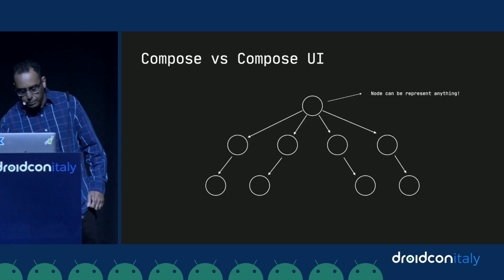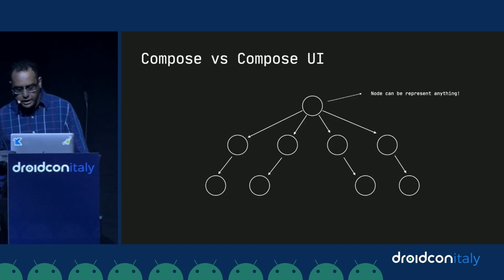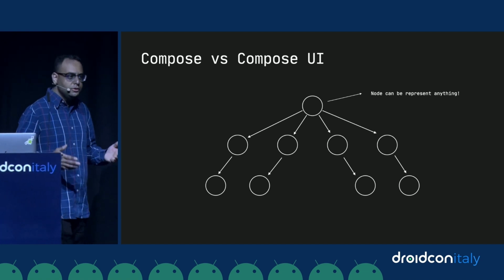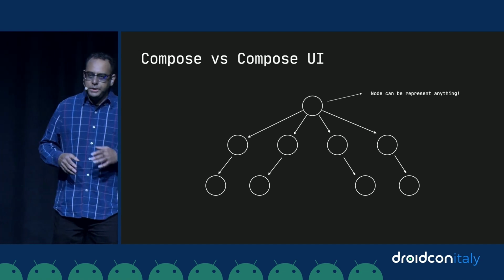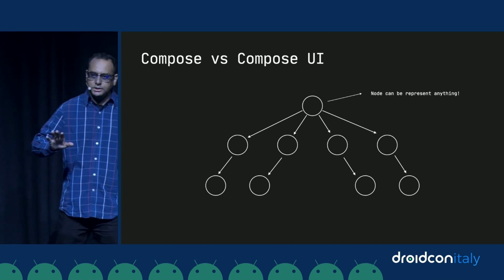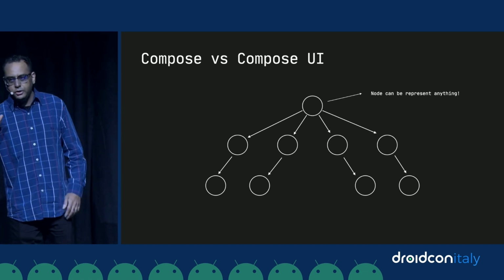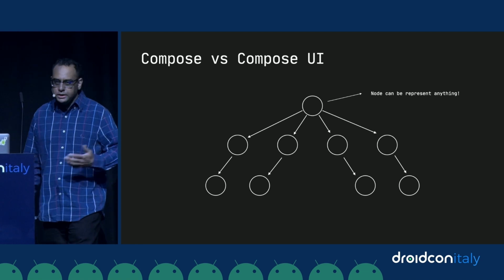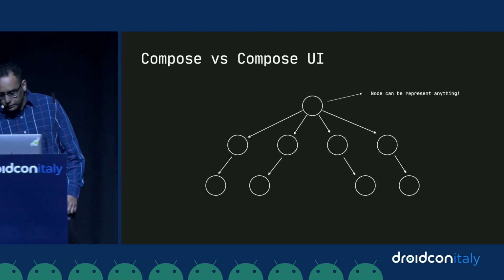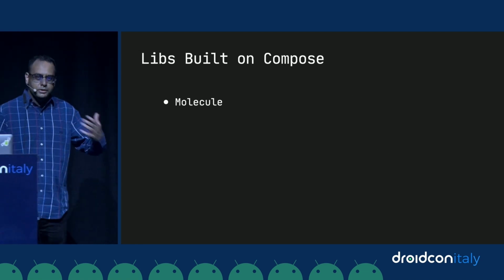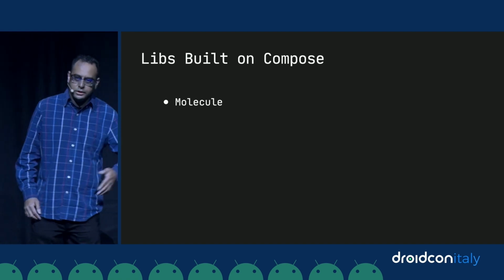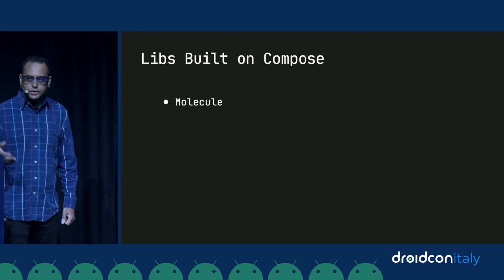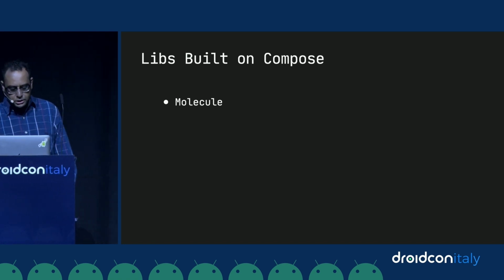What Compose is underneath the hood is just a way to be able to manage a tree of nodes. And what those nodes represent could be dependent upon your use case. Could be the UI, or it could be your business logic. So there are a lot more use cases to Compose than the UI. There are people that have built libraries on top of the Compose runtime, and one of those libraries is called Molecule, which is used to set up your presenters, your business logic.